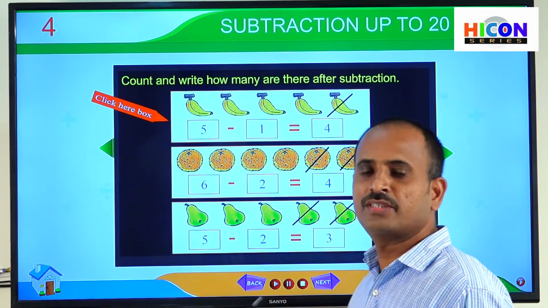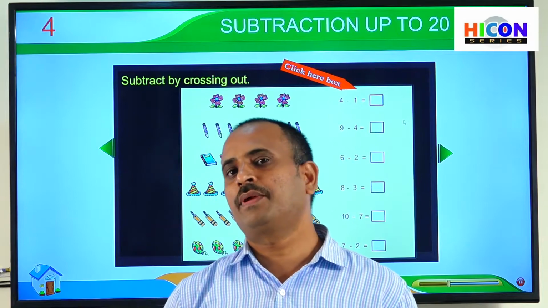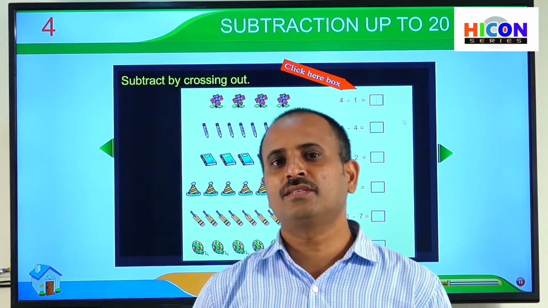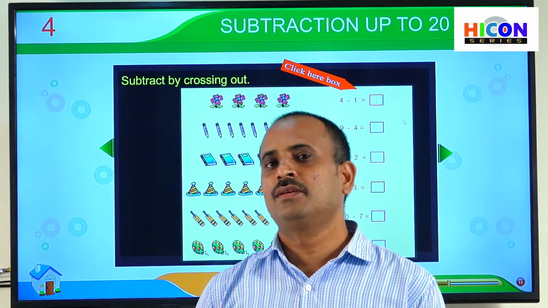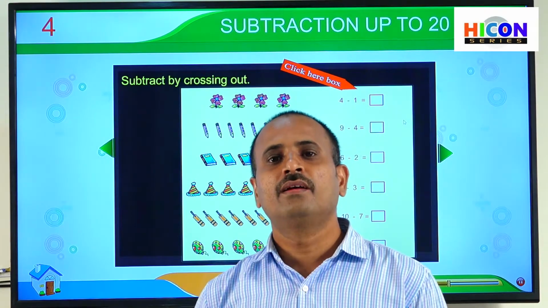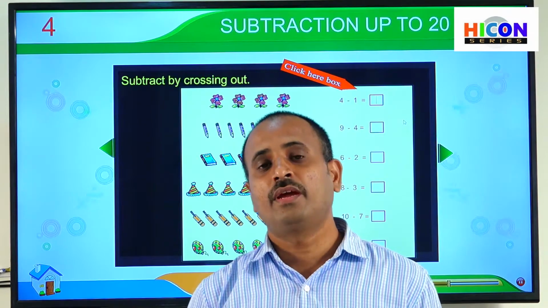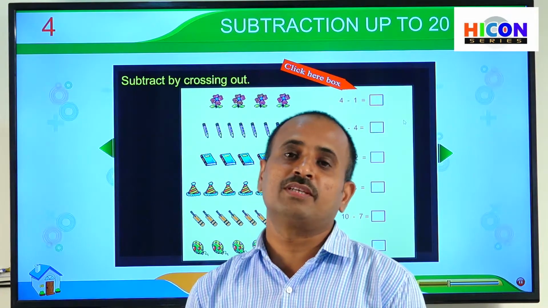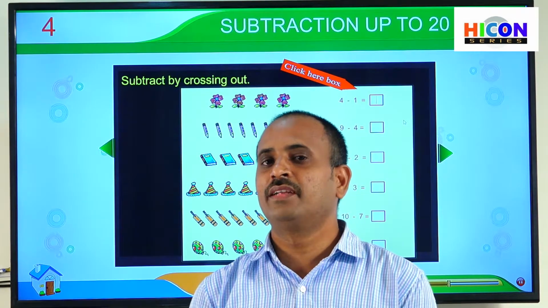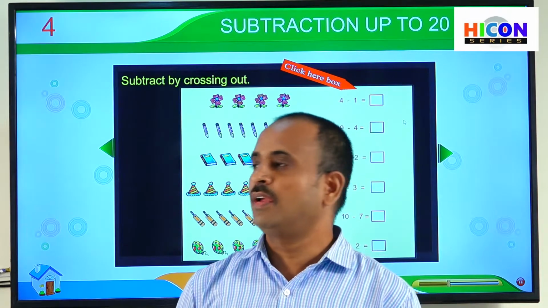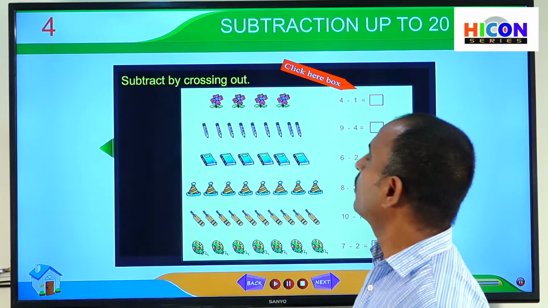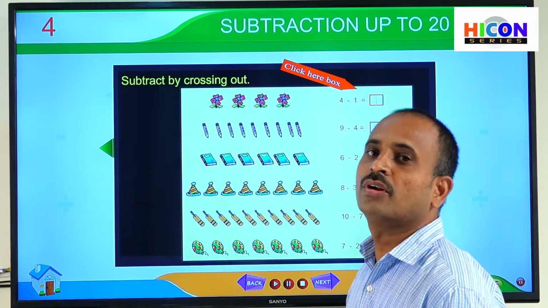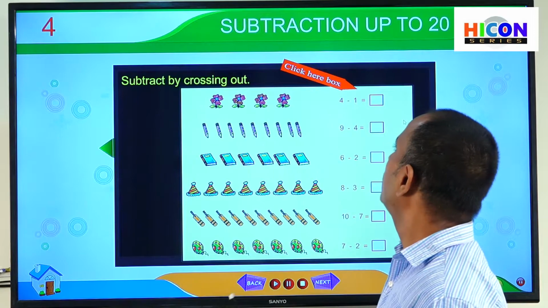So children, do you understand this? We have practiced some subtractions, and again we will practice some more subtractions. Then we will get a clear idea of how to strike off and how to take away the numbers from the given number. So for that, we have to practice some more problems, that means how to cross, how to strike off the given numbers.